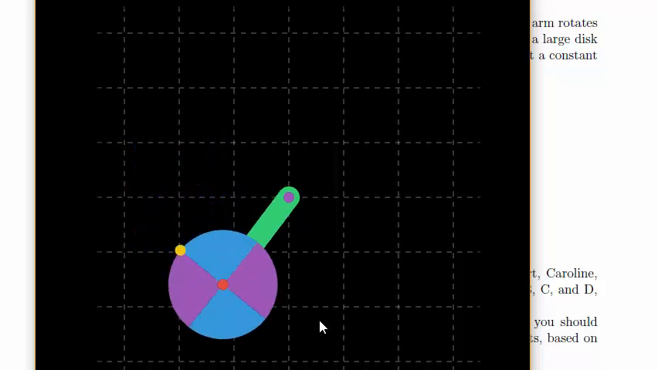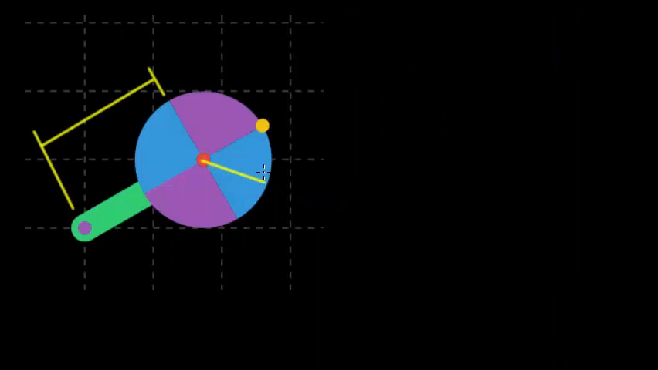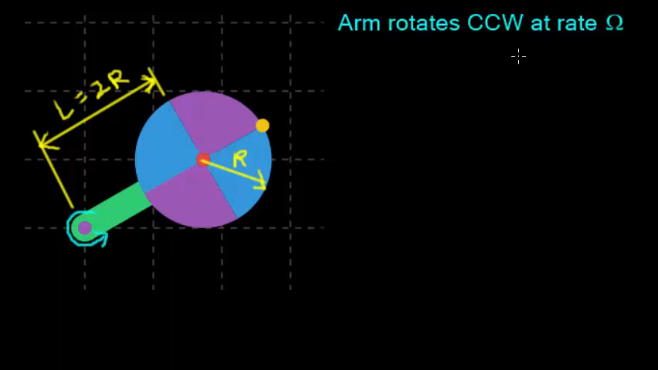And what I'd like to do now is study the kinematics of this system. So let's define a few things. We'll call the radius of this disk r, and we'll let the length of the rod be L. And we'll assume that the length of the rod is twice the radius of the disk, so L equals 2r. As we saw previously, we say that the arm rotates counterclockwise at a rate we call omega. And here the omega would be measured in radians per second or something like that.